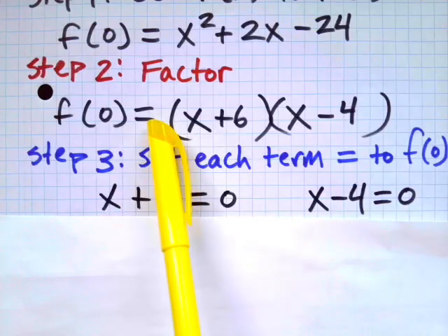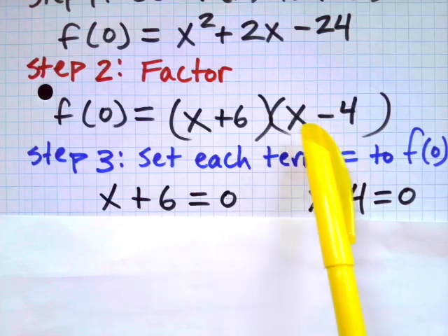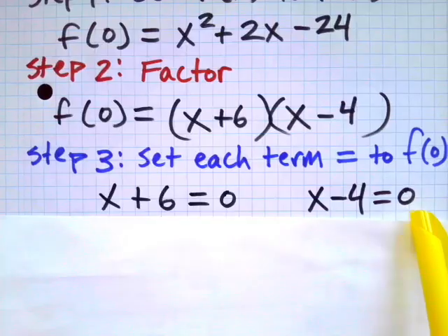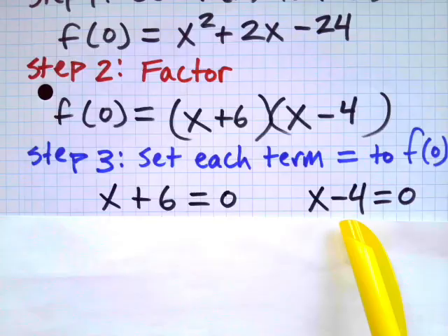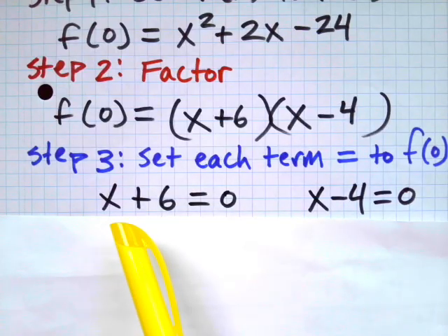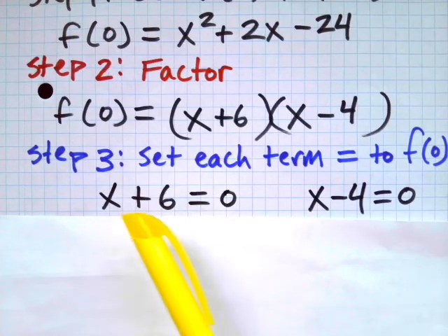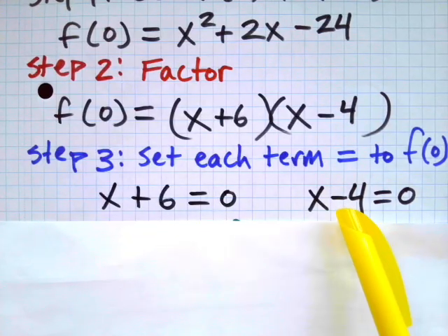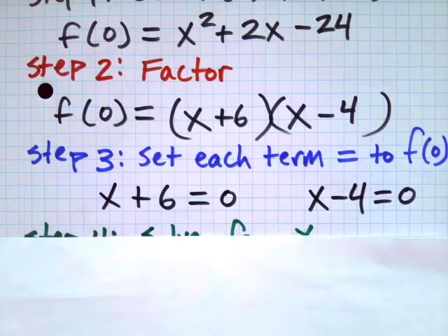X plus 6 equals 0. I'm going to solve for x. X minus 4 equals 0. So now it's a one-step equation. I want to solve for x in each of these equations. What does that mean? It means I want to get x all by itself on the left side of the equal sign. What's the opposite of adding 6? You subtract 6 from both sides. What's the opposite of subtracting 4? Adding 4 to both sides.